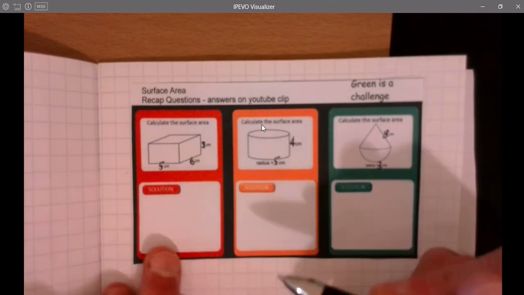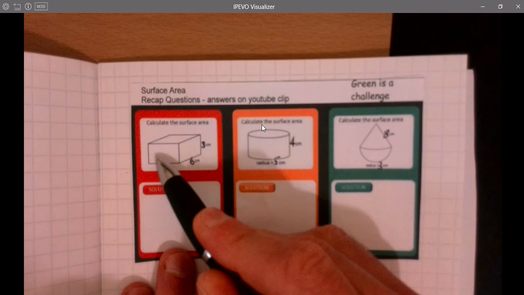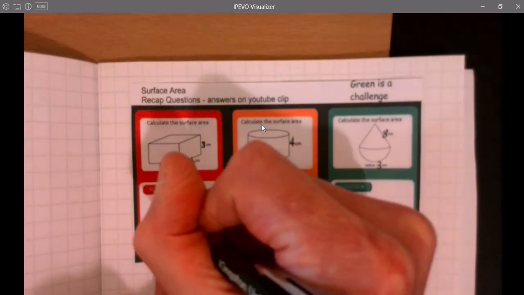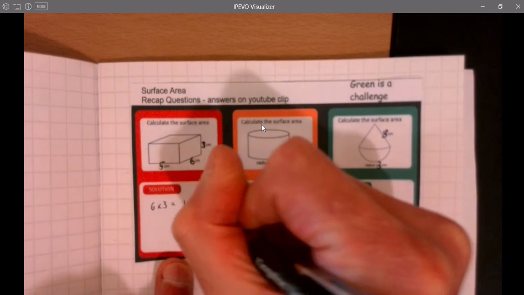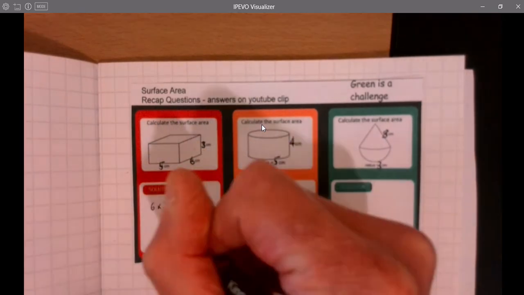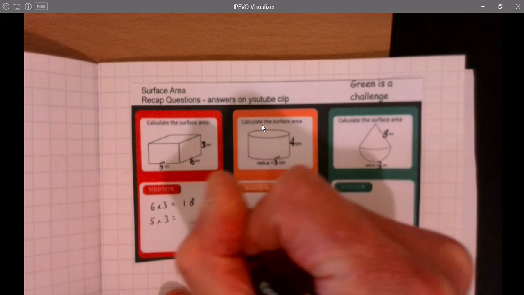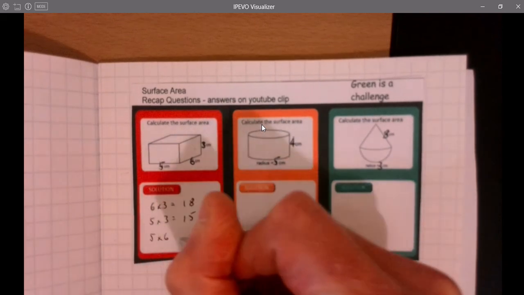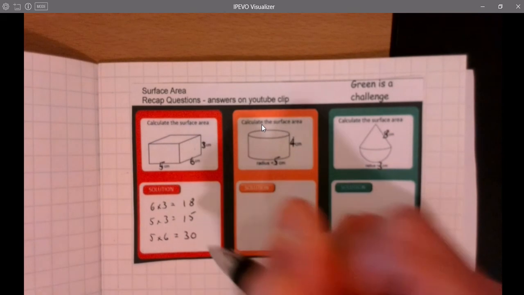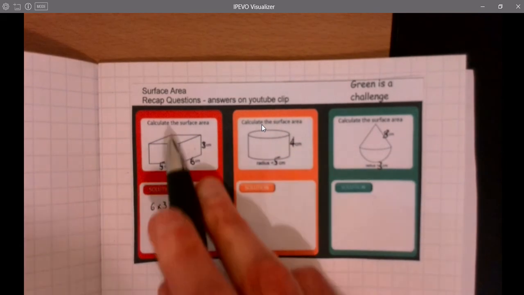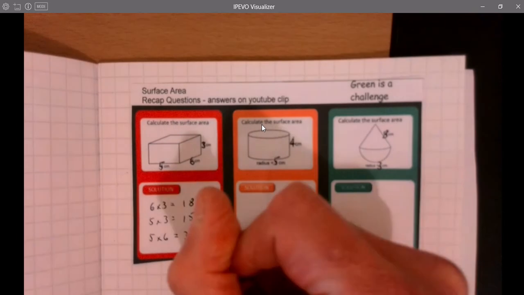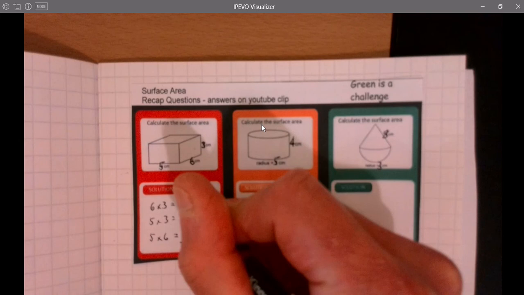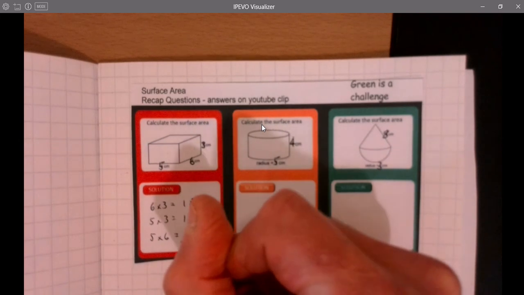It's just made up of rectangles. Okay, I've got a rectangle, I've got a rectangle, and I've got a rectangle, and each rectangle happens twice. So we've got 6 multiplied by 3, which is 18. That's that one. And then we've got 5 multiplied by 3, which is 15, which is that one. And then we've also got 5 multiplied by 6, which is 30, which is underneath, or on the top if you prefer. We add this lot together, and that comes to 30, 40, 50, 55, 63.